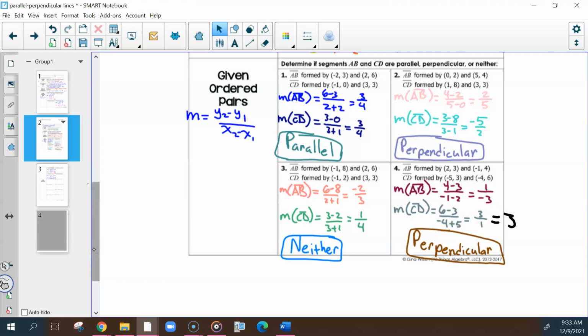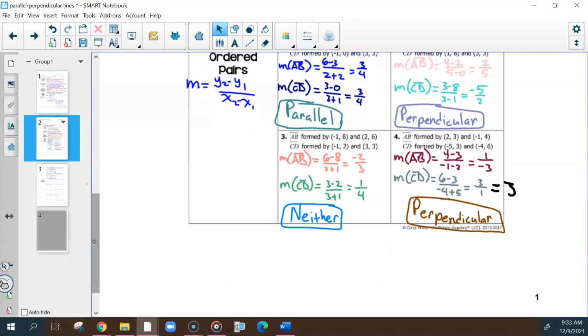Check your answers. Number 2 should be perpendicular. Number 3 should be neither, however you say that. Neither.